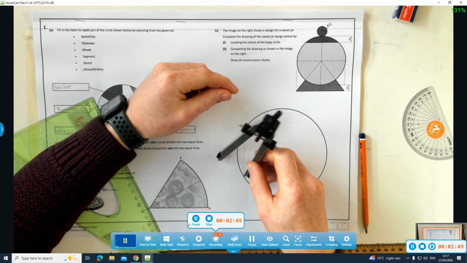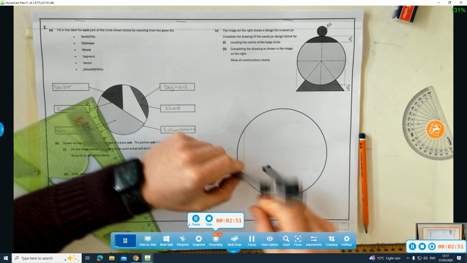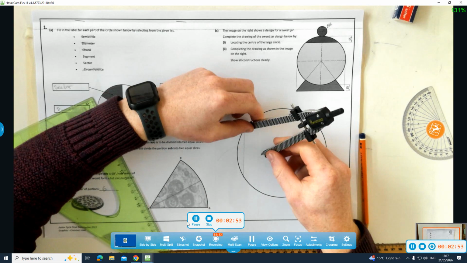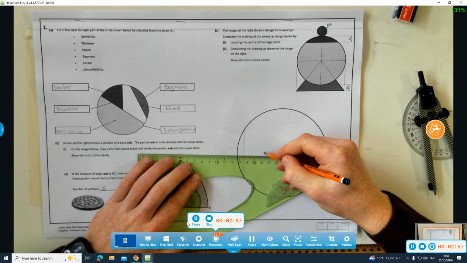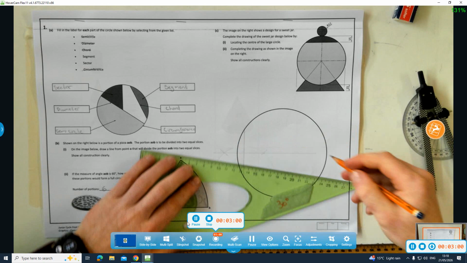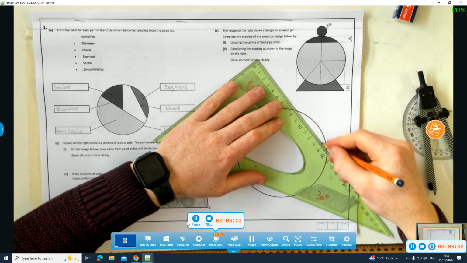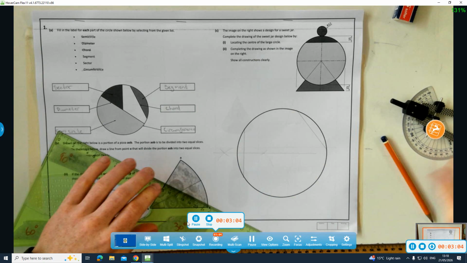So it's our first chord, and we need to bisect that line. Compass more than halfway of the line, swing an arc on both sides of the line. Same distance on the compass, from the top, swing an arc on both sides of the line. So that's our first chord, and now we need to do another chord. It doesn't matter where you do these chords.